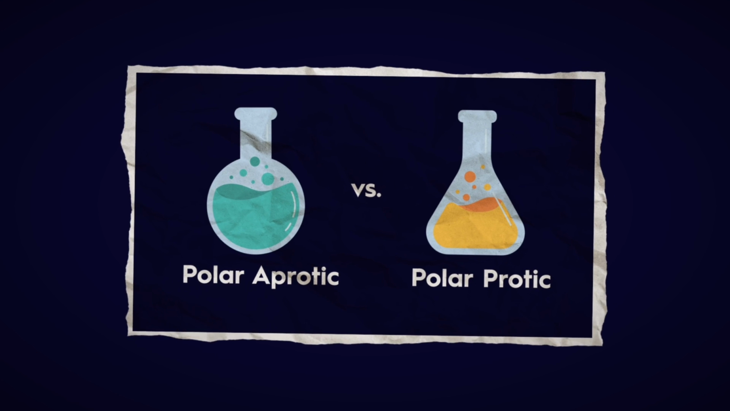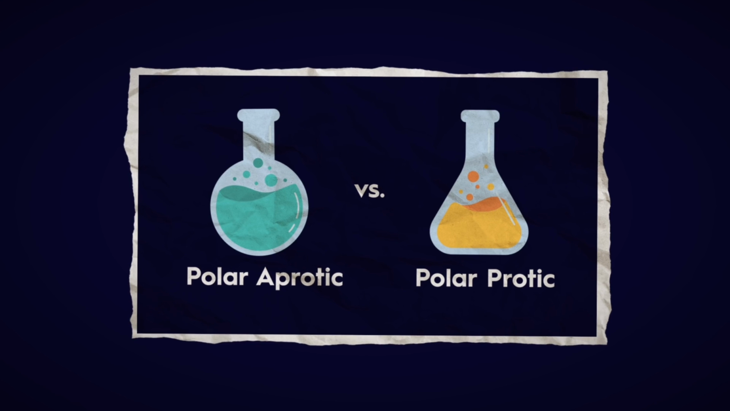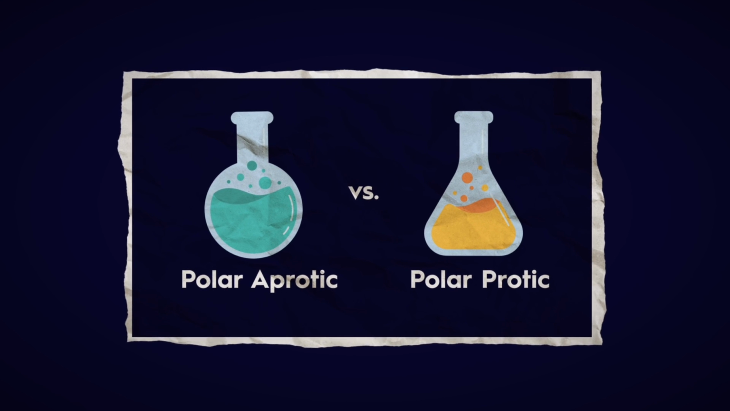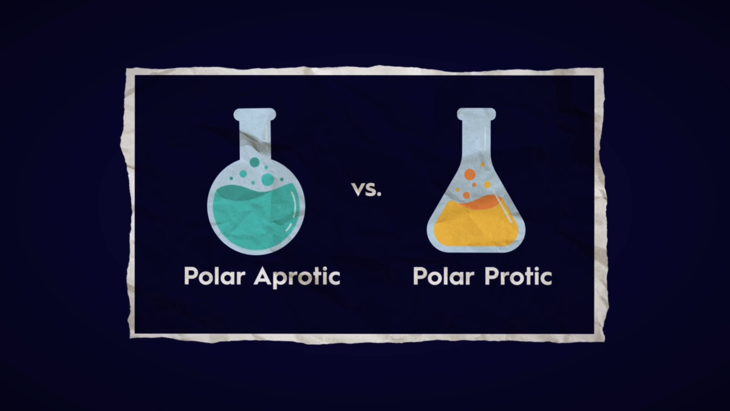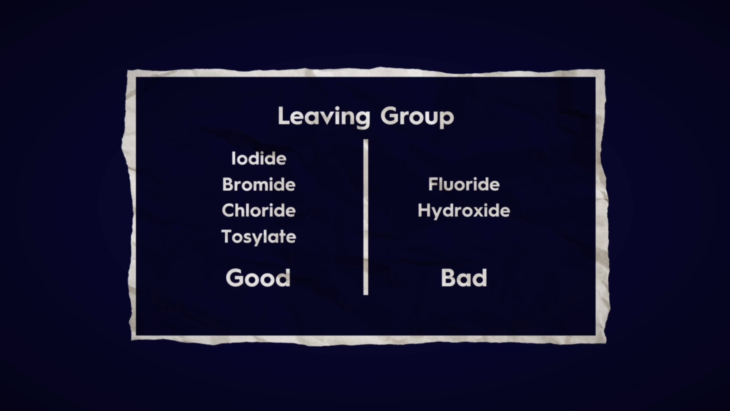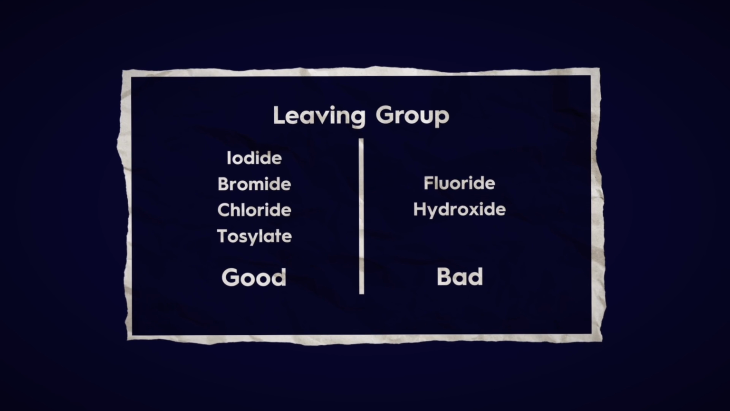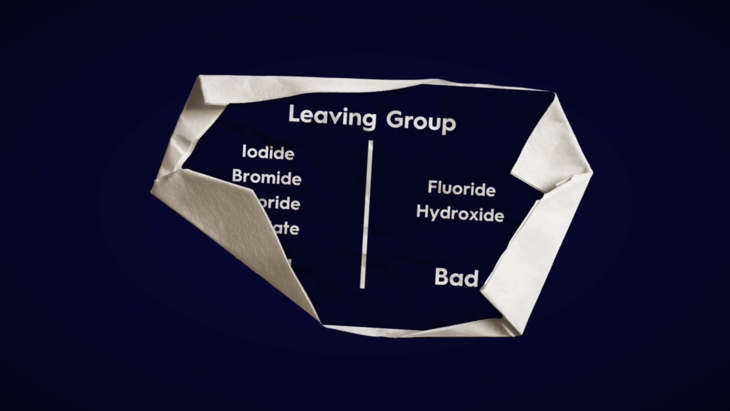Solvent also plays a role. Polar aprotic solvents like acetone boost SN2, while polar protic solvents like water or ethanol favor SN1. Finally, check the leaving group. Iodide, bromide, chloride, and tosylate are good, while fluoride and hydroxide are poor unless activated.